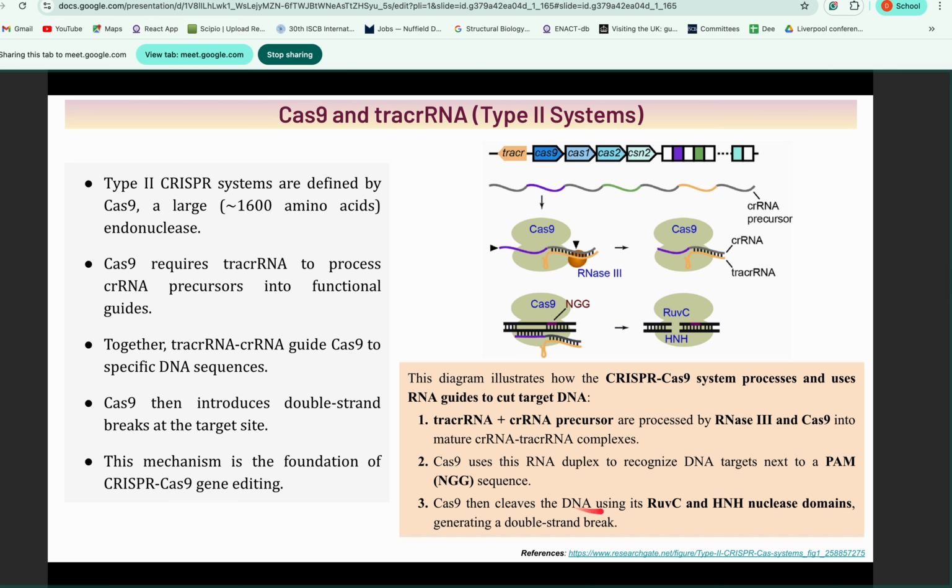Now Cas9 will cleave the DNA using its RuvC and HNH nuclease domains. So this Cas9 protein has these two domains, RuvC and HNH, generating a double strand break. So this is how Cas9 and tracrRNA are working along with the CRISPR RNA and making the cut in the viral genome.